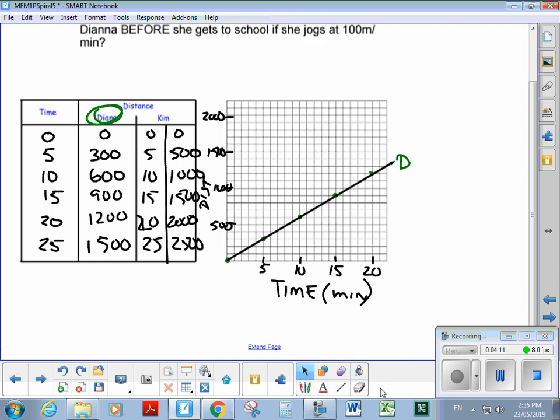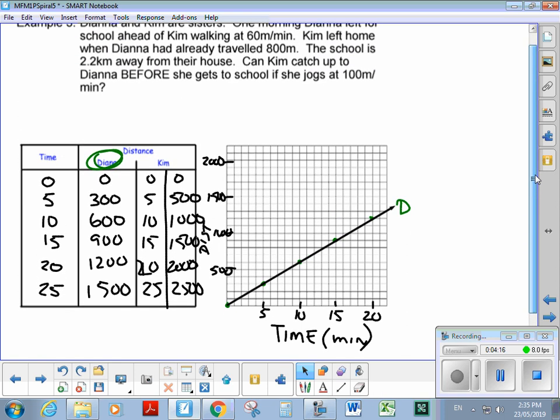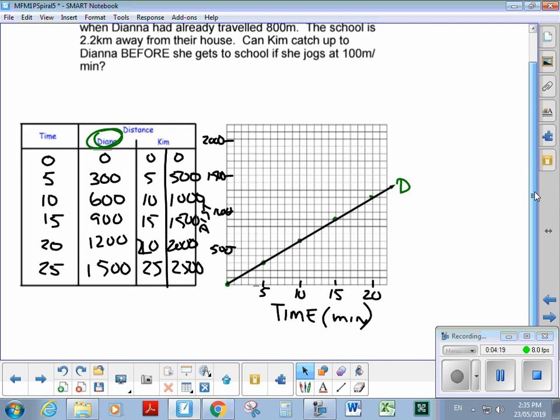Now the second part, this is the tricky part, because it says Kim left home when Diana had already traveled 800 meters. So we have to find where Diana traveled 800 meters. On the y-axis, here's 800 right here. If I go across and I go down, this is when Diana starts. So she's at a distance of 0 at that point in time. That turns out to be 13 minutes.